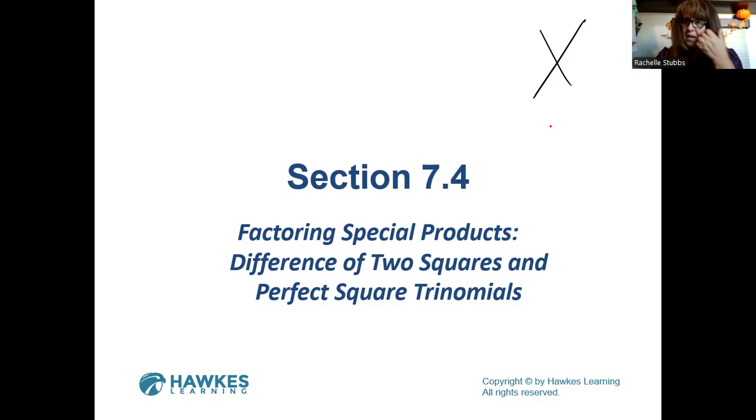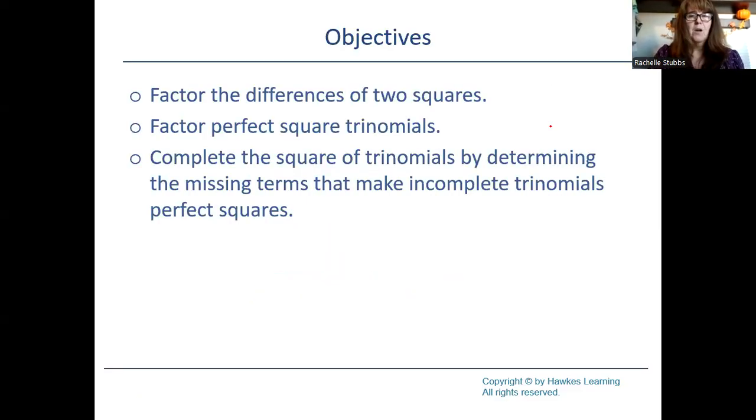See if we can learn to identify special products, which is the difference of two squares, and perfect square trinomials. So we're going to learn to factor the difference of two squares. That was pretty easy to spot because difference means subtraction, so there'll be a subtraction sign in it, and there's only two parts. So it's really a binomial. Okay, it's not a trinomial.